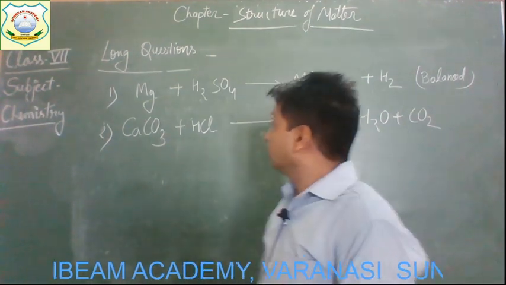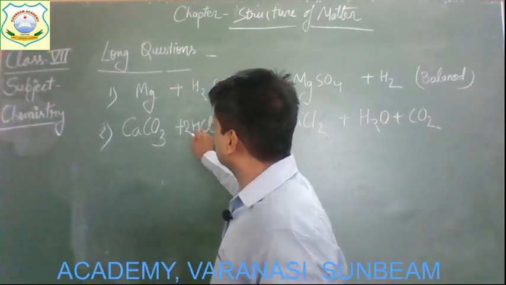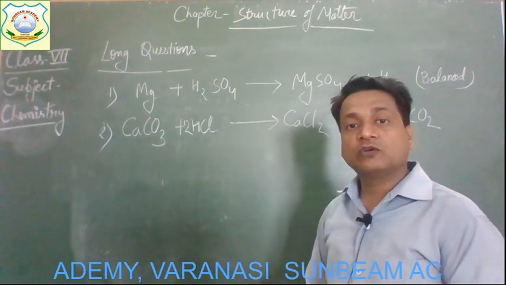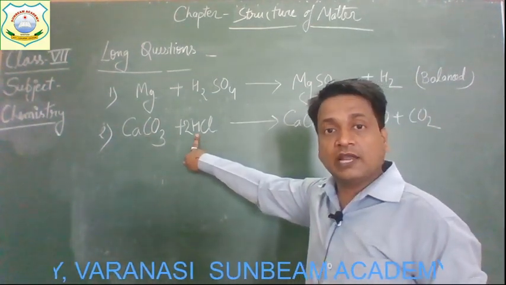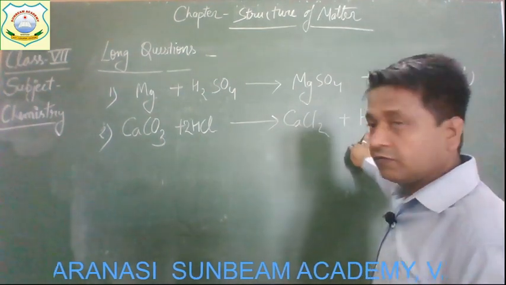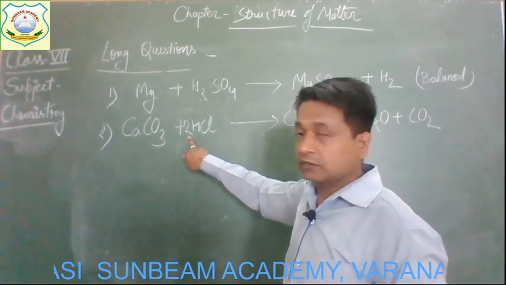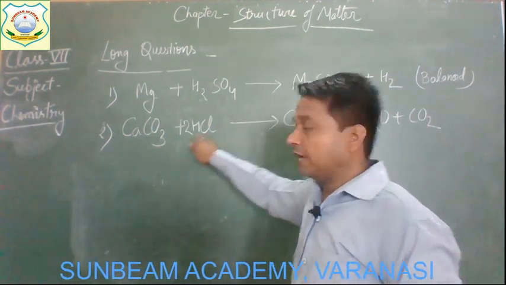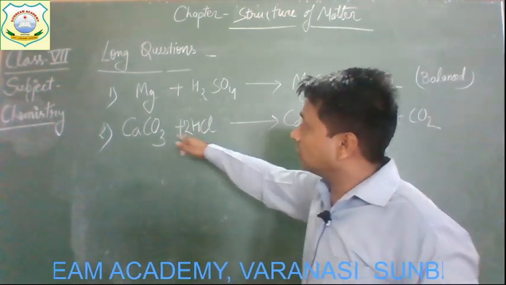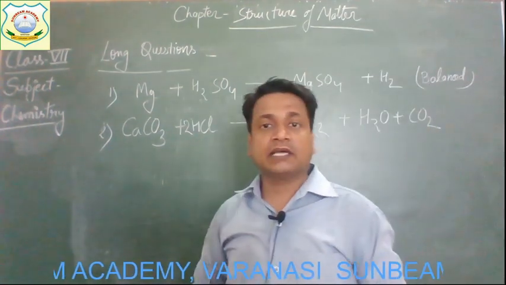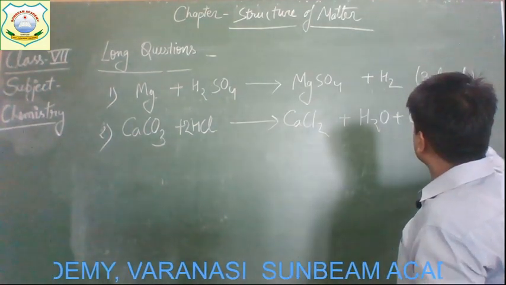So simply for balancing it, if we write here two molecules of hydrochloric acid, we will get the atoms of hydrogen on the left side 2 and on the right side we already have 2 atoms of hydrogen, and chlorine atoms on the left side 2 and on the right side we also have 2. Okay, so now all atoms of elements are balanced. So it will be considered a balanced equation now.